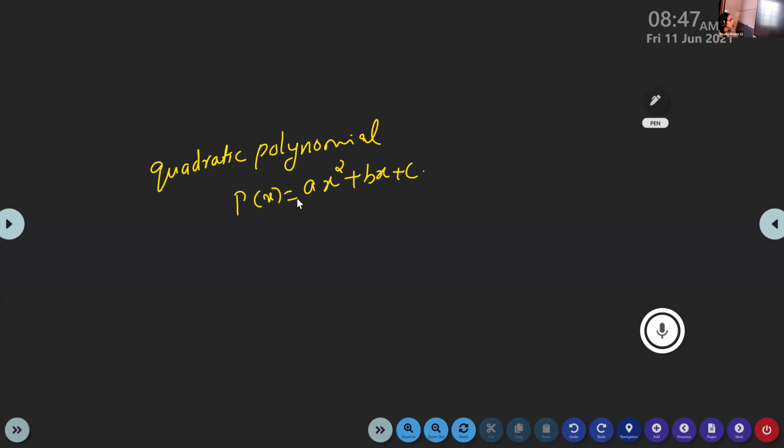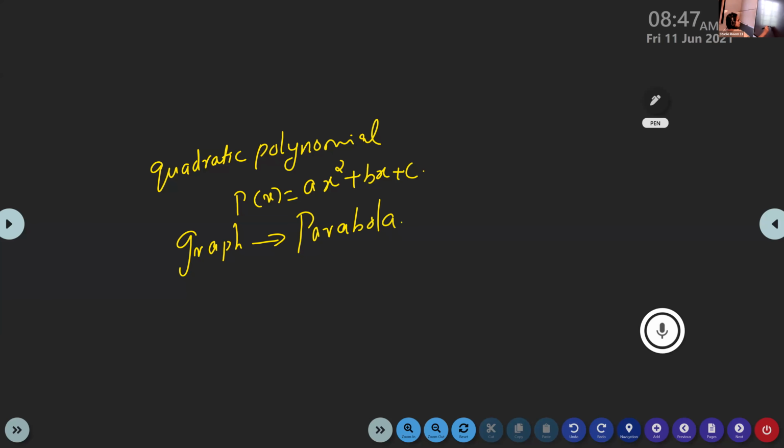Okay. And what's the name of the graph of this quadratic polynomial? Parabola. Okay, the graph is a parabola. The shape of a quadratic polynomial is a parabola.